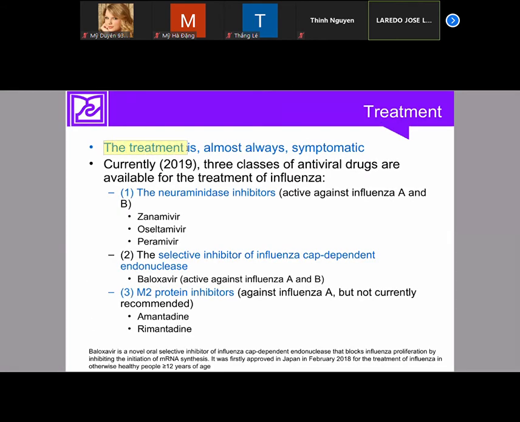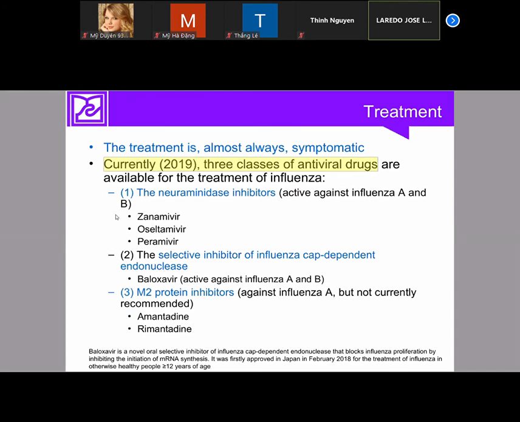People with mild disease do not require any treatment. The treatment for mild people is only symptomatic. So to decrease the fever, to treat the myalgia if needed, and fluid replacement therapy. Only that. Currently, we have antiviral drugs to fight influenza viruses, but these antiviral drugs are only used with some people, only with some people.